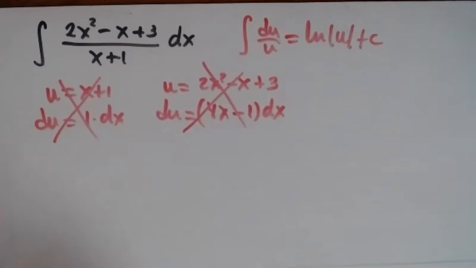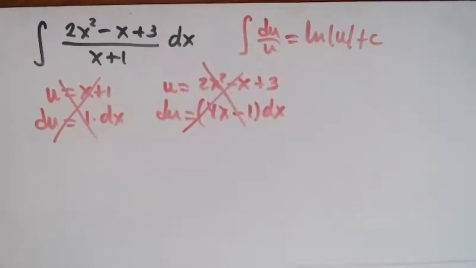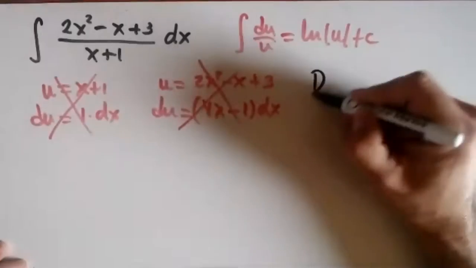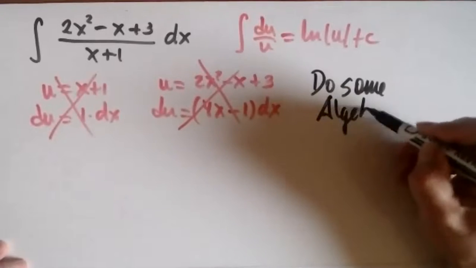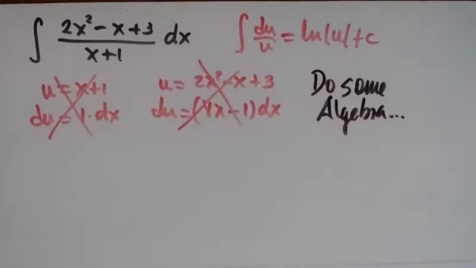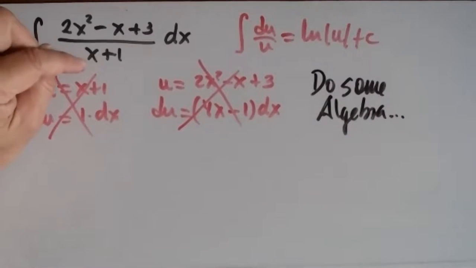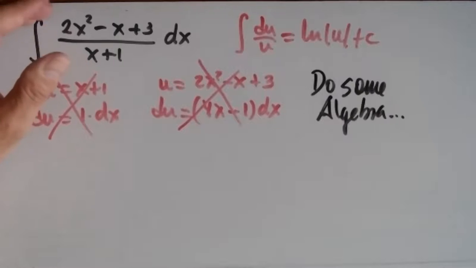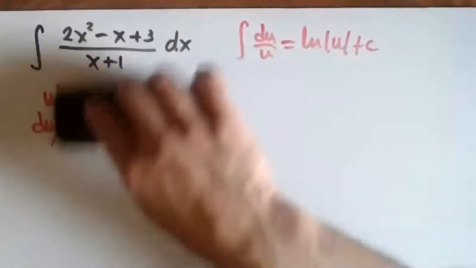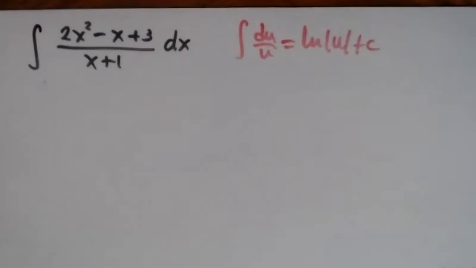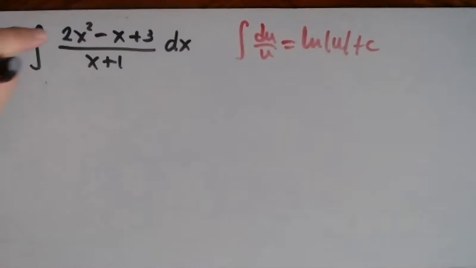So if you cannot do this directly, what is my option? This is do some algebra, correct. Algebra, why? Because I have to change this by something else. One expression, two expressions, three expressions, something. Now, I have to analyze my expression. I have a quadratic divided by a linear.